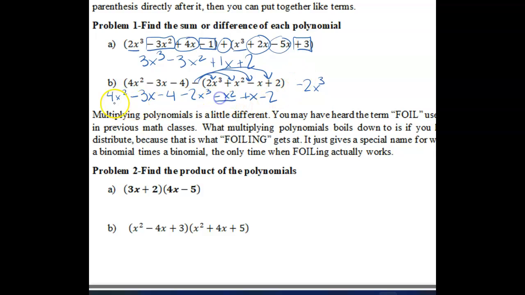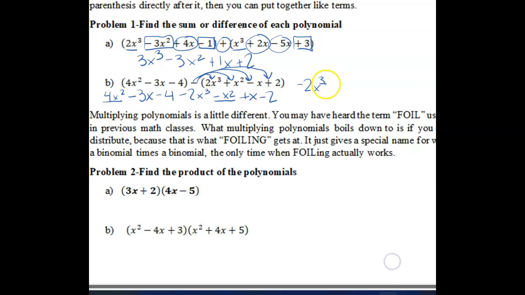Next, I'm looking for like terms. I'm looking for x squared because I want my exponents to be in descending order, meaning they go from biggest to smallest. So I get plus 3x squared. I see my negative 3x. I see my positive x, so I should get negative 2x. And then finally, I have negative 4 minus 2, which should yield a negative 6.